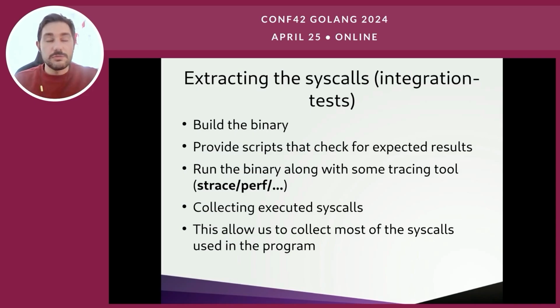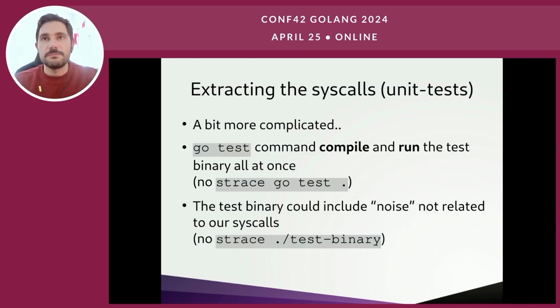This was the first part, but it was not enough in my opinion, because we were missing the unit tests, which are such a big part of the test pipeline. So how I tried to extract the syscalls from the unit tests: it's quite simple to say, but it was a bit more complicated. First of all, we have to think that the go test command compiles and runs the test binary all at once. So when we run go test, we are basically compiling the test and then automatically running it with the same command.